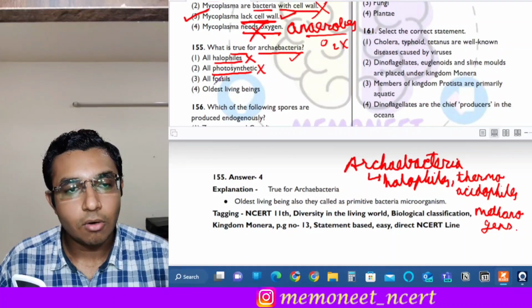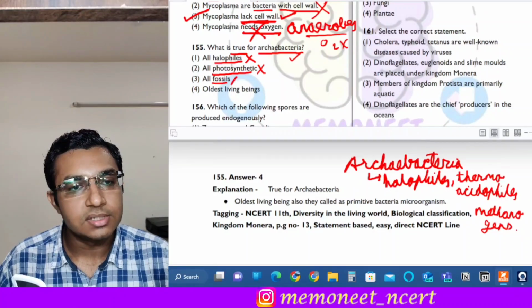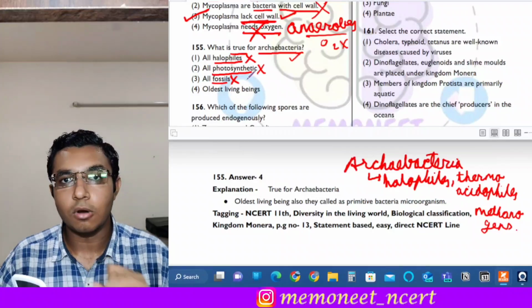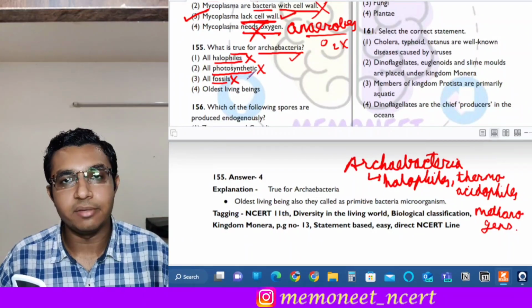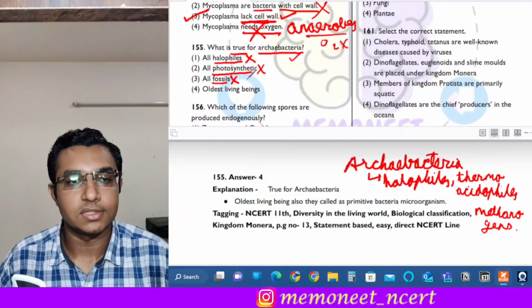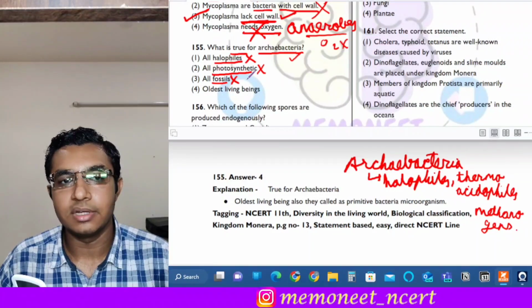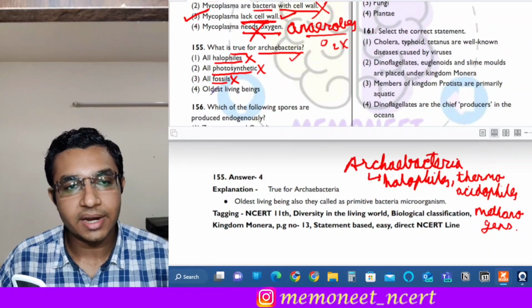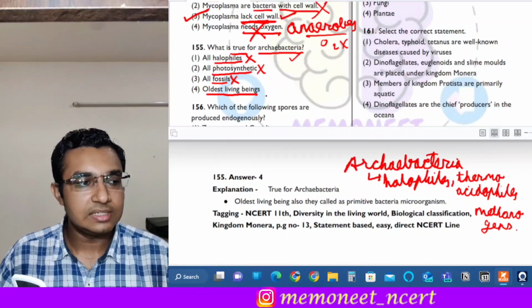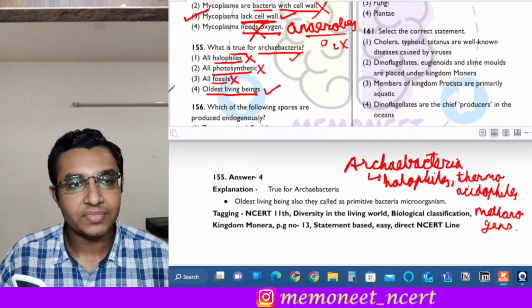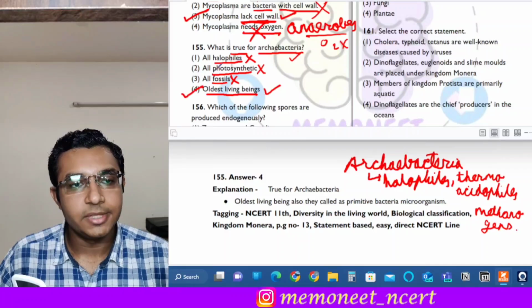Then they are all fossils. Okay, so this statement is also incorrect because they are not all fossils. Okay, they are pretty old. Okay, they are the oldest living beings, but they are not all fossils. Okay, so this statement is also incorrect. The fourth statement is that the archaebacteria are the oldest living beings. Okay, so this statement is absolutely correct. Okay, so the correct answer will be option 4.